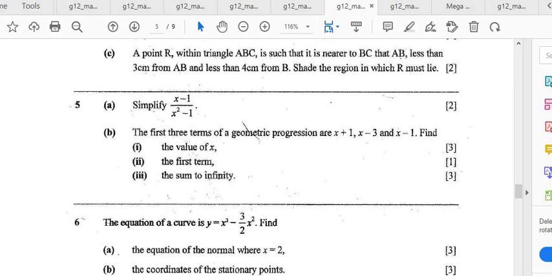We can solve this other example in a similar way as we have worked out this question. It says the first three terms of a geometric progression are x plus 1, x minus 3, and x minus 1. We find the value of x, we find the first term, we find the sum to infinity.